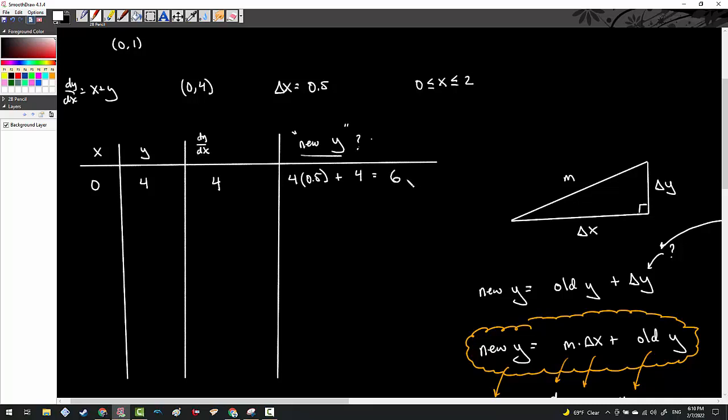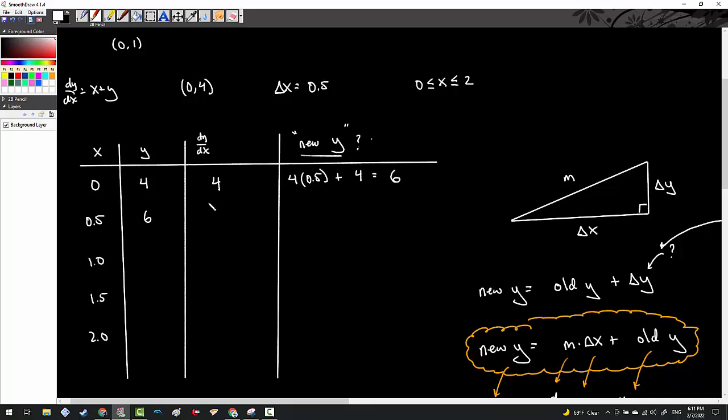So that's going to give me 6. Now at this point, I can probably fill in all the x values because my delta x is 0.5. So I know there's going to be 0.5, 1.0, 1.5, and 2.0. And now this new y goes into this y's position, meaning I have coordinates at 0.5, 6. And again, that's just an approximation, right?